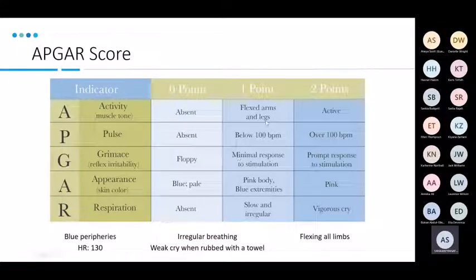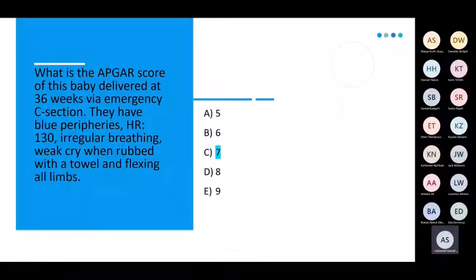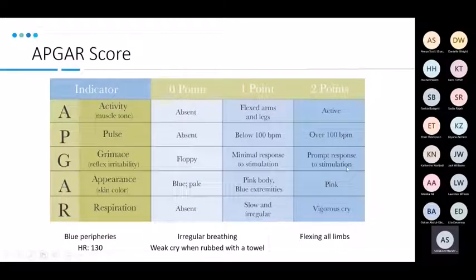So activity wise, it's flexing all its limbs. So that's 1 point. Next one, the pulse gives you 2 points. Then it's minimal, so it's a weak cry. So that's your 1 point there. You can argue 2 points there. 1 point for blue extremities, and then 1 point for the respiration. So it does come up to a 6, 7 there. So if you go back to the options, it would be B or C. 7 is because you're rubbing it with a towel, then you would say that's 2 points there.